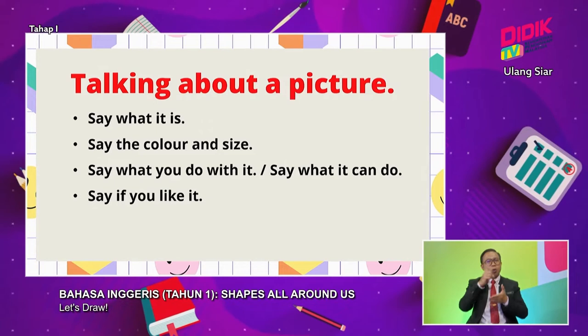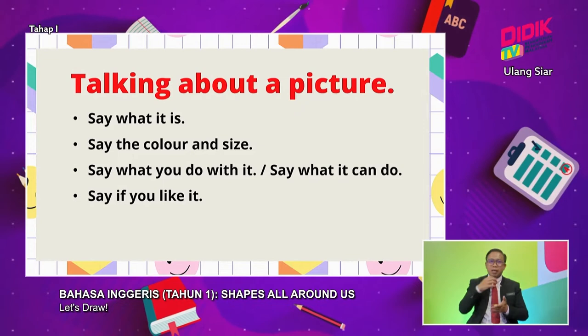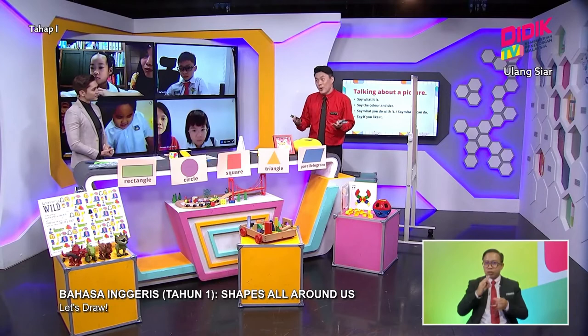And then we can say the color and size. We can also say what you do with it. For example, you play with it, you sleep on it, you live with it, or what it can do if it is an animal, okay? And say if you like it or not. Okay, so let's do an example.